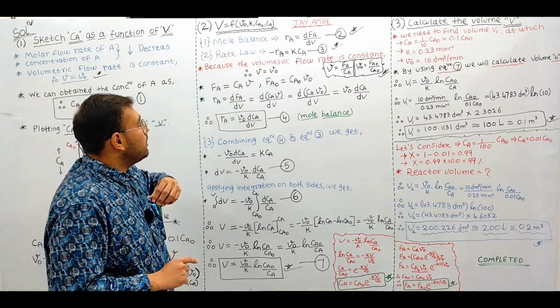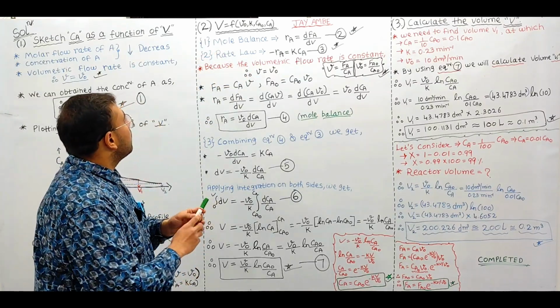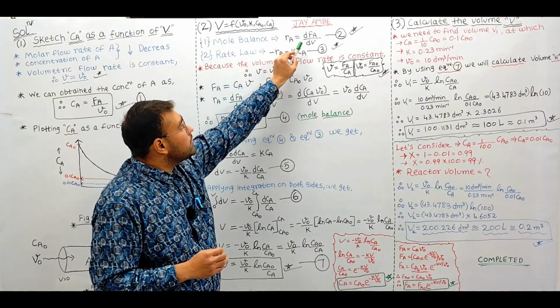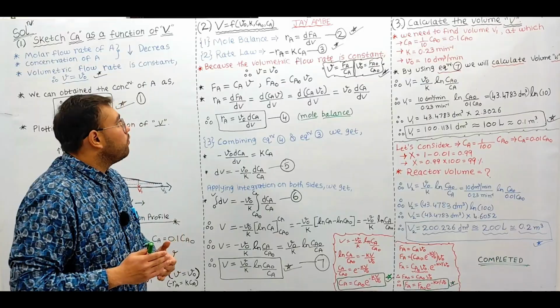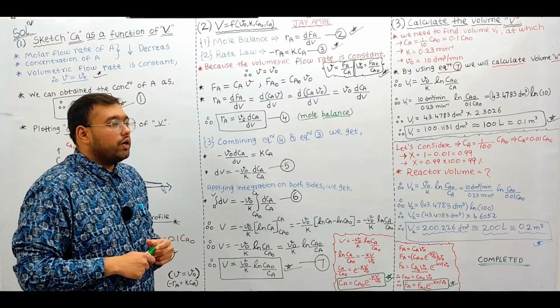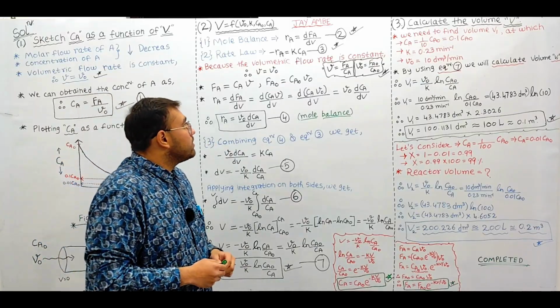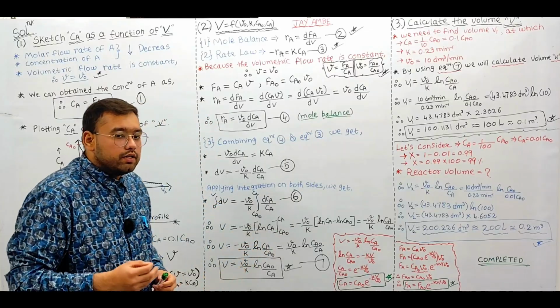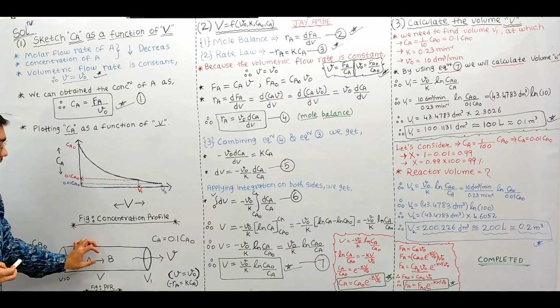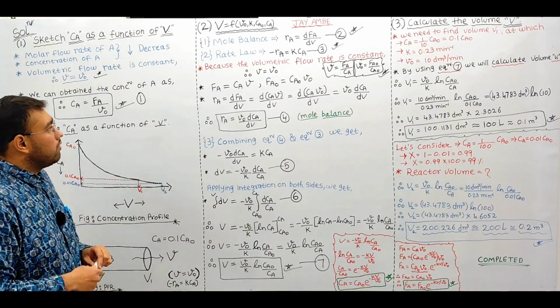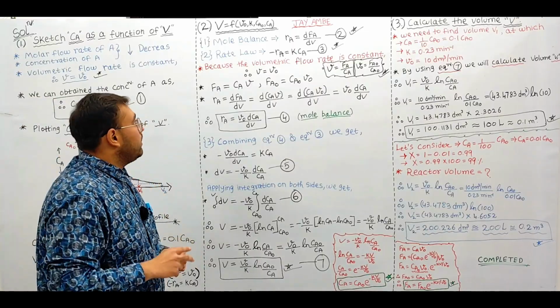The mole balance is denoted as Ra is equal to dFA by dV, right? Since we are using the plug flow reactor, we write the mole balance of the plug flow reactor. So Ra is equal to dFA by dV, which means how the molar flow rate, how the moles of reactant, will change with respect to the volume of the reactor. Okay, and the second step is to write the rate law.